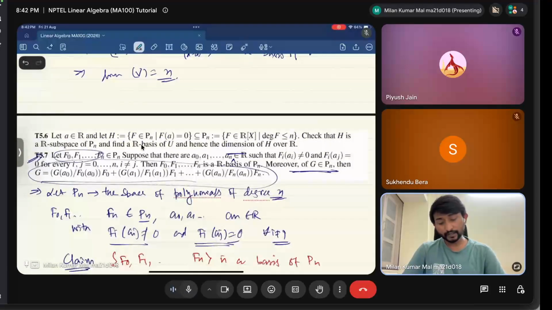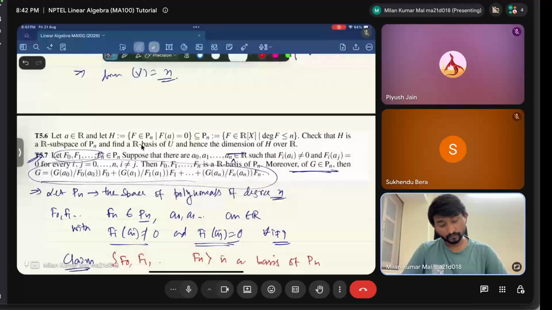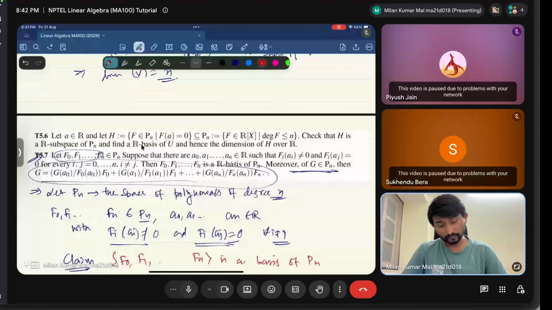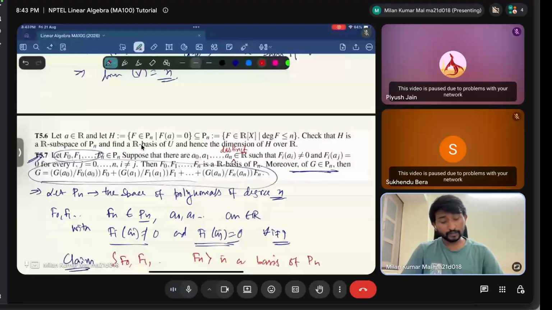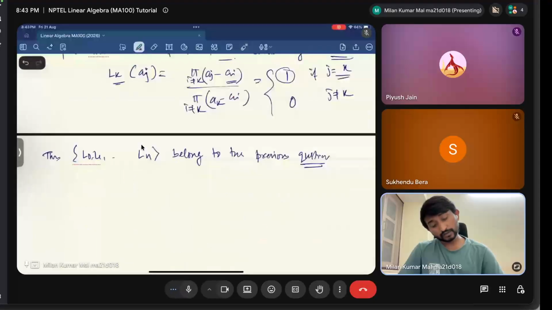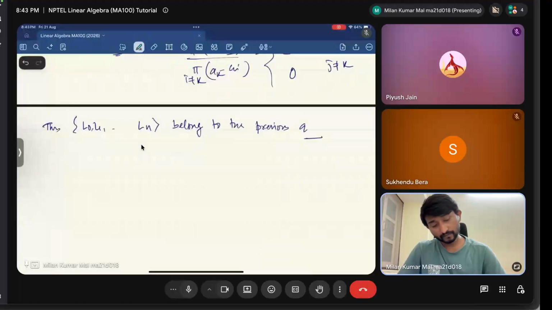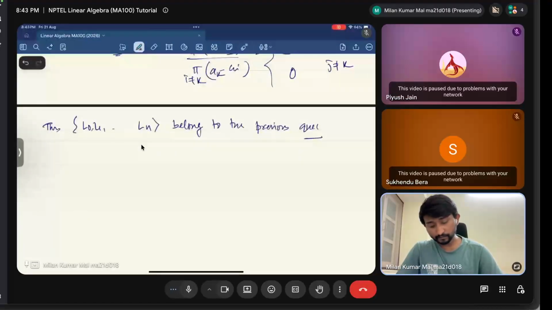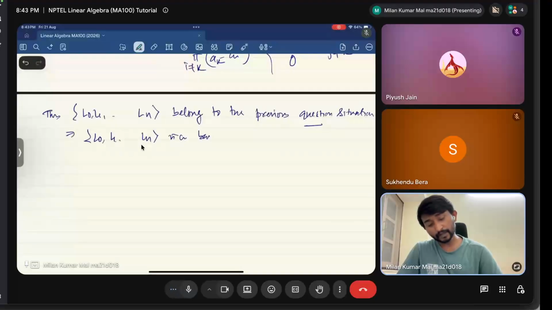Let me write it in red so that this has to be pointed out. So the new problem actually belongs to the previous problem with some special condition. So this gives that L0, L1, Ln is a basis of the space Pn.